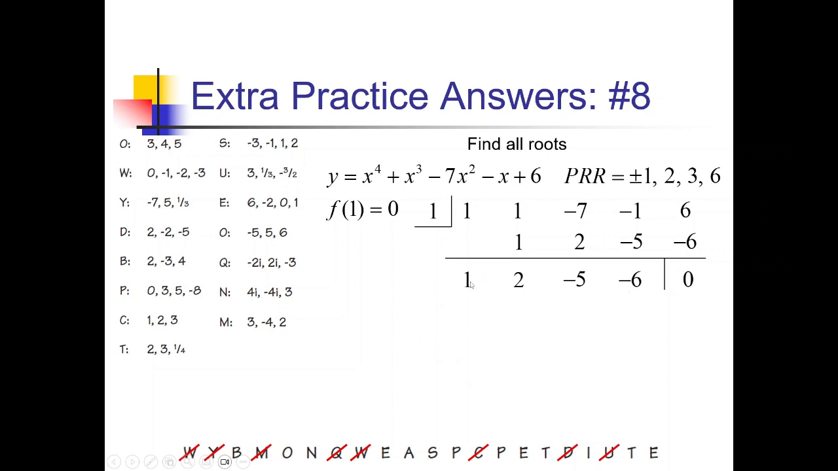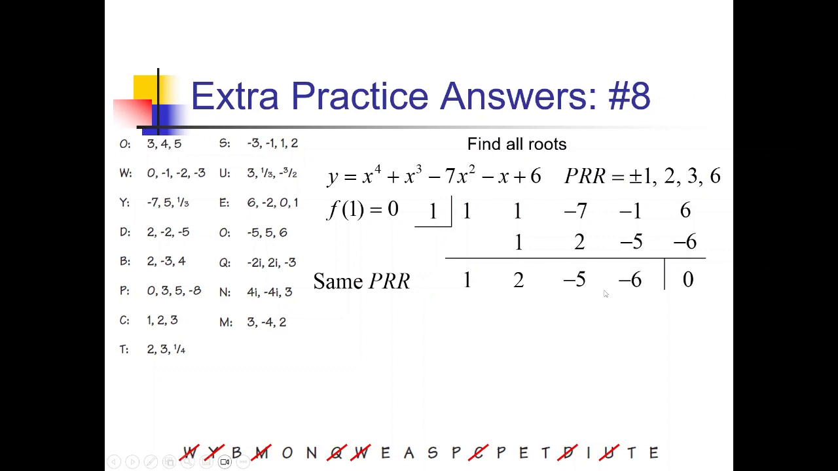So at this point, I could rewrite all of this, but I'm going to have to go again because the coefficients of my quotient, which would be x cubed plus 2x squared minus 5x minus 6, we're not going to be able to use grouping on this or anything else. So the good news is taking a look at the constant term, which is this negative 6, factors of negative 6 are still the same as the factors of positive 6. We still have plus or minus 1, 2, 3, and 6.